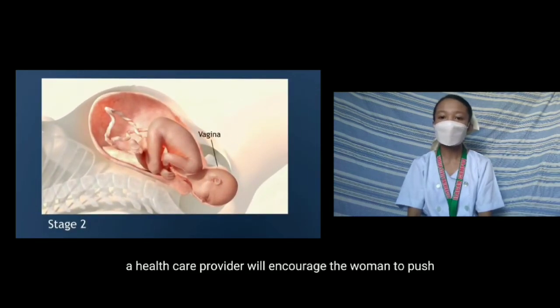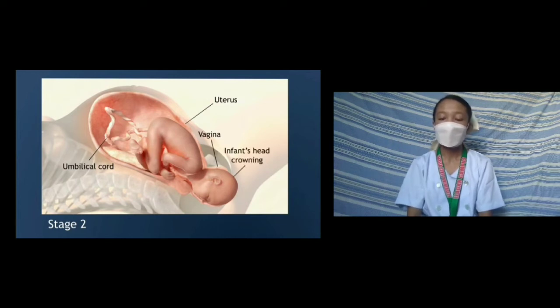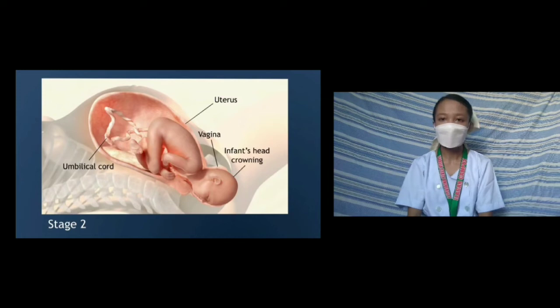A healthcare provider usually encourages the woman to push to help the baby move down the vagina. She might push for minutes or hours. Once the baby's head starts to come out, called crowning, a provider guides the rest of the baby out. Childbirth is finished when the baby is completely out of the vagina. The provider then cuts and clamps the umbilical cord, which connected mom and baby during pregnancy.